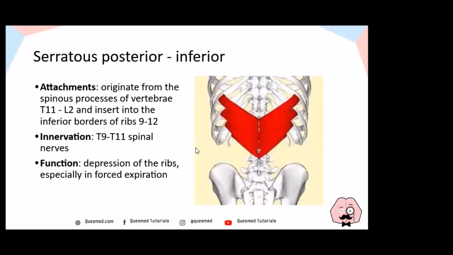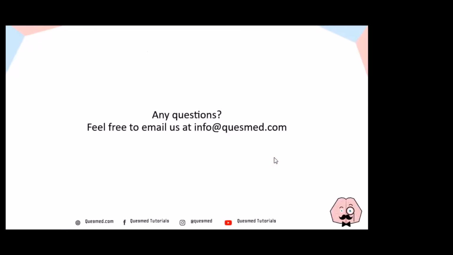And then your serratus posterior inferior, they originate from adjacent to the spinous processes of T11 to L2, and then they run upwards and they attach to the posterior surfaces of your 9th to 12th ribs. And imagine if these contract, they pull the ribs down, so that's for forced expiration. And that's our whistle-stop tour of the thoracic cage.